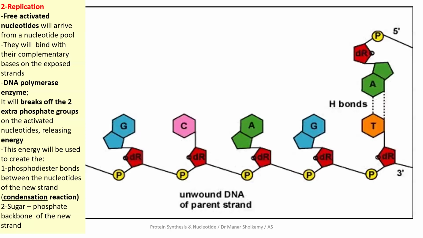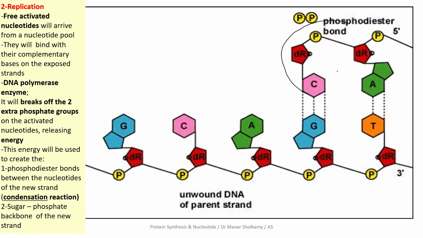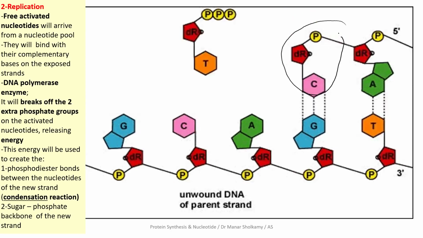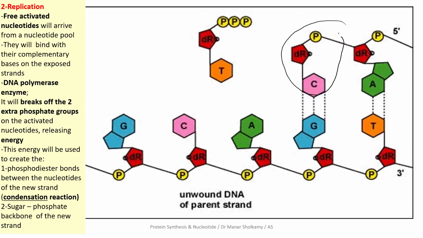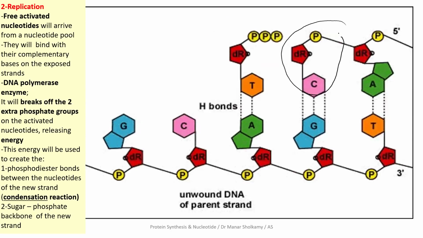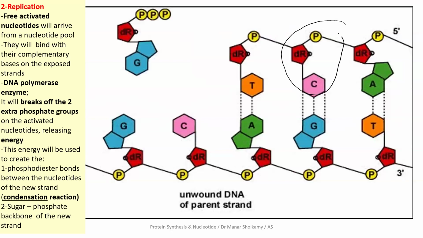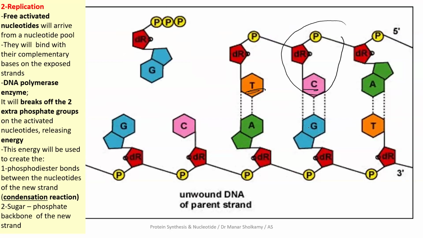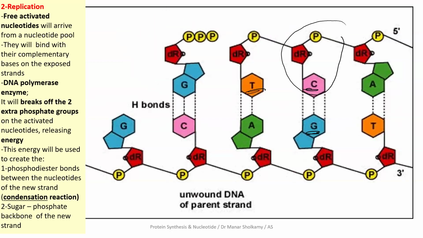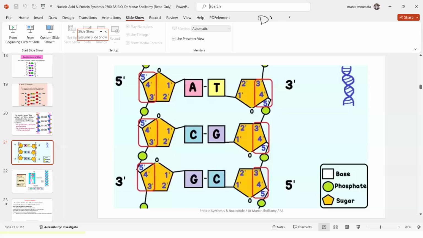Okay, here I have, it should be moving now. Yes, here I have an exposed strand that will act as a template. What is arriving here? A free activated nucleotide with bases that will bond with the exposed bases by the rule of complementary base pairing. A binds with T and C binds with G. Who will help in the bonding of the bases and the making of the phosphodiester bond? The DNA helicase enzyme.